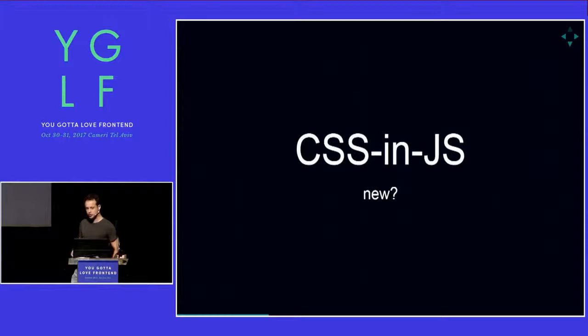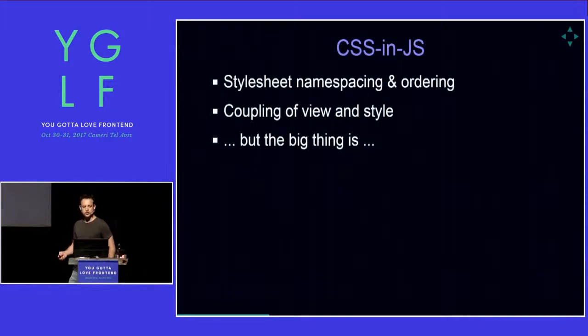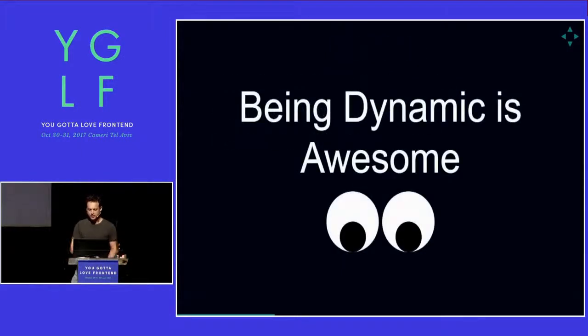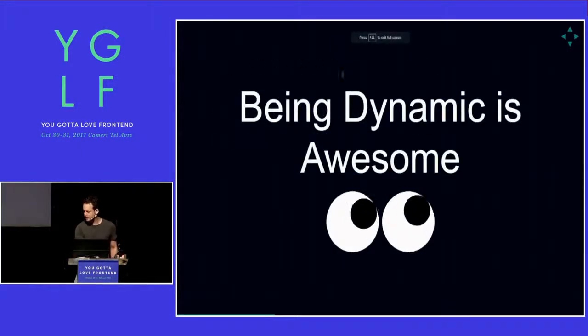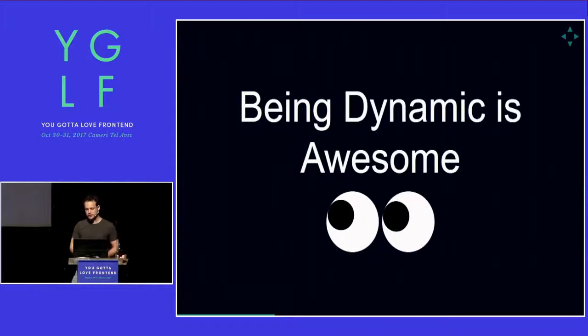We believe that the adoption of React and JSX reignited the interest in this concept, and it is important to say that CSS in JS is not a spec and not a single solution. The common solution solves namespacing and order of our CSS, but the big thing is that being dynamic is awesome. Look at those googly eyes following the mouse. This is possible using JavaScript.